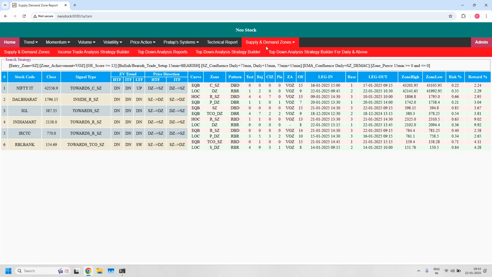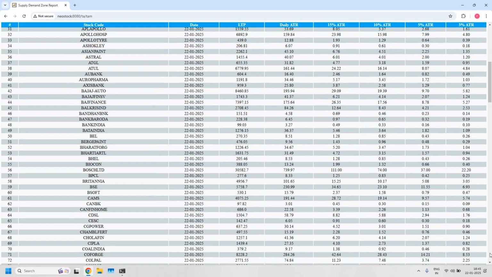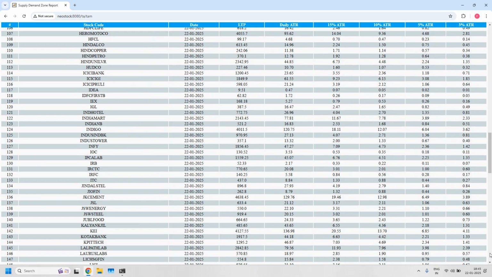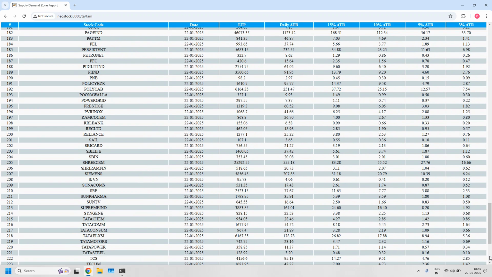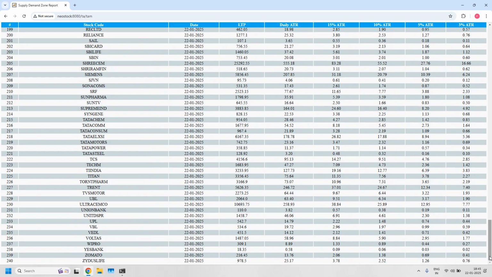And in the final report, let us generate stop buffers based on daily ATR. The first 17 in this list are indices. Remaining all are equity stocks. I keep on scrolling the list down. Whichever stock you want to refer to, please pause the video, study, and then you can proceed further. Okay, I am scrolling the list down. So this is the end of the report.